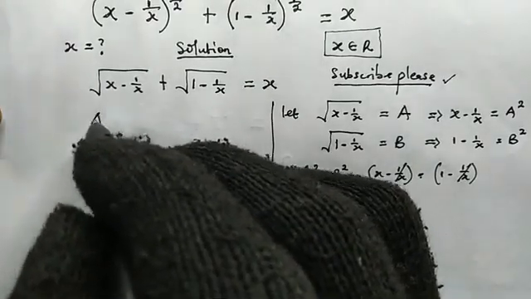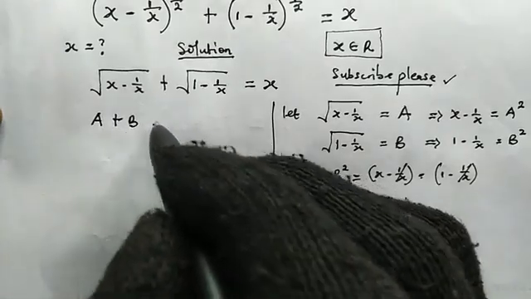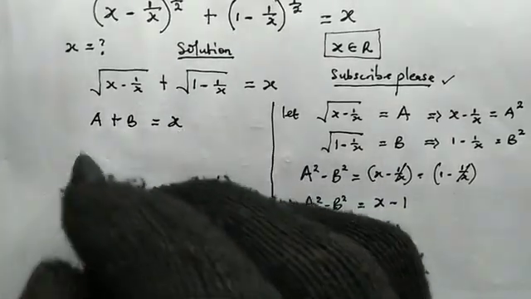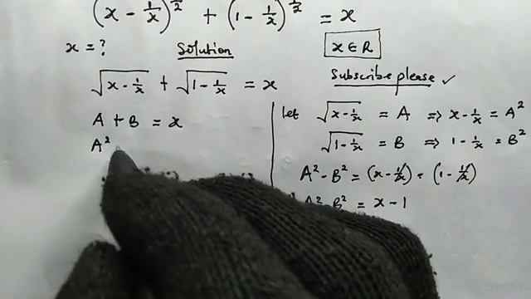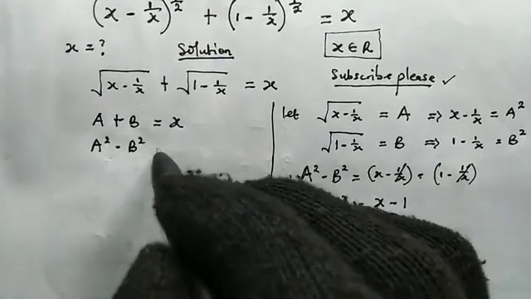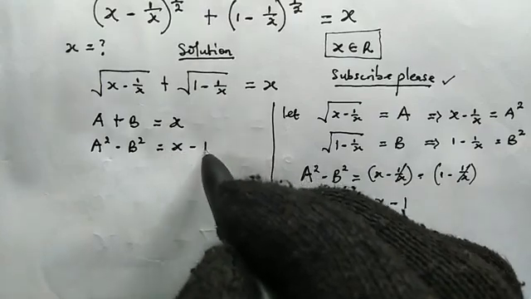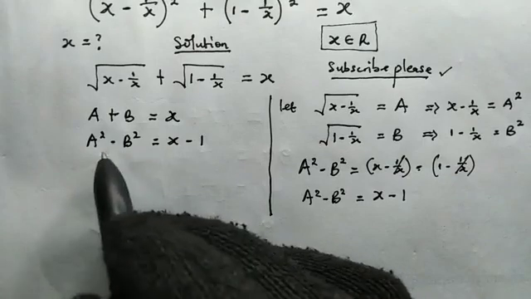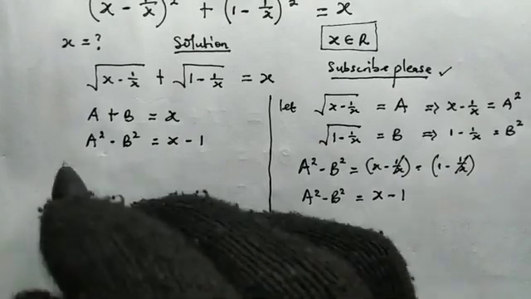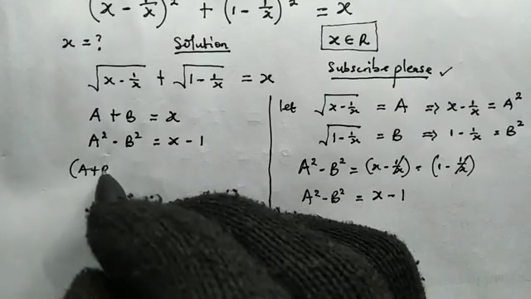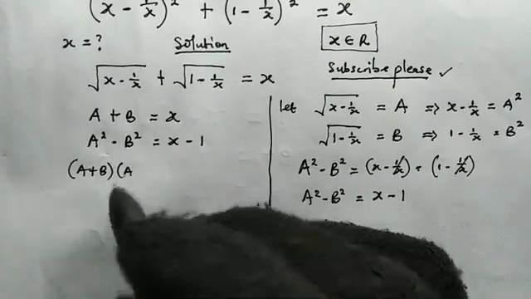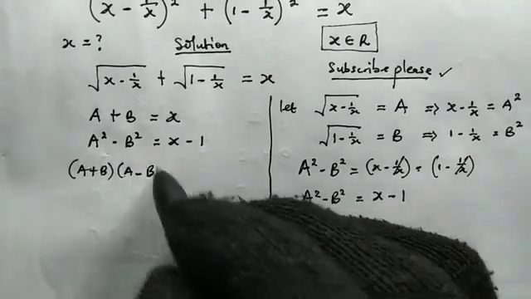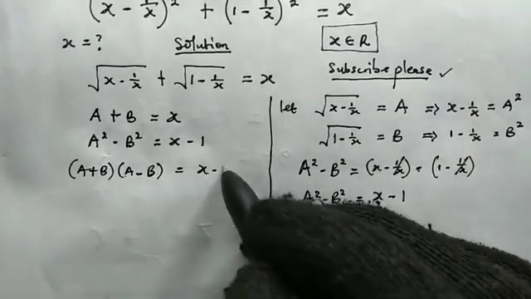So far we have the following nice equations. Here we have a plus b is equal to x. And again, we have a squared minus b squared. This is equal to x minus 1. Have you forgotten that the left-hand side of this equation from here is the difference of two squares? So let's go ahead and make use of that. So this will turn out to be a plus b multiplied by a minus b. This is equal to x minus 1.